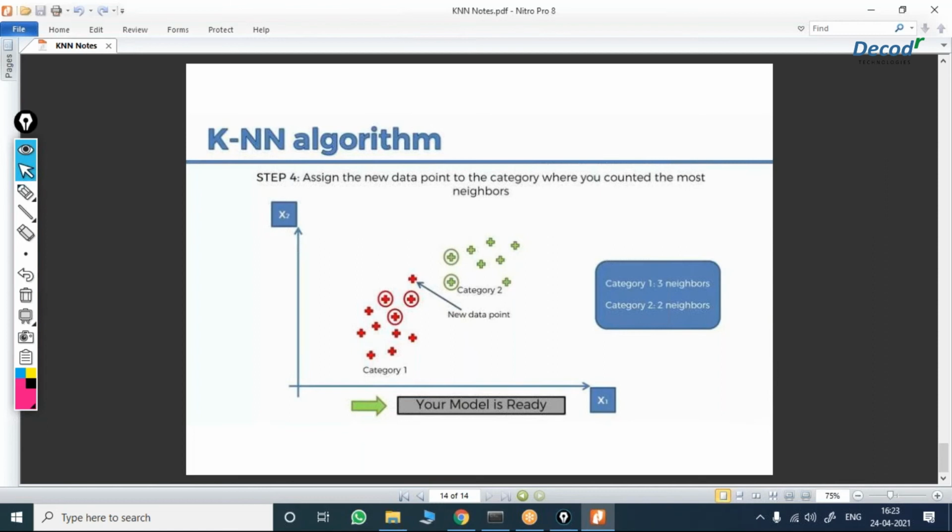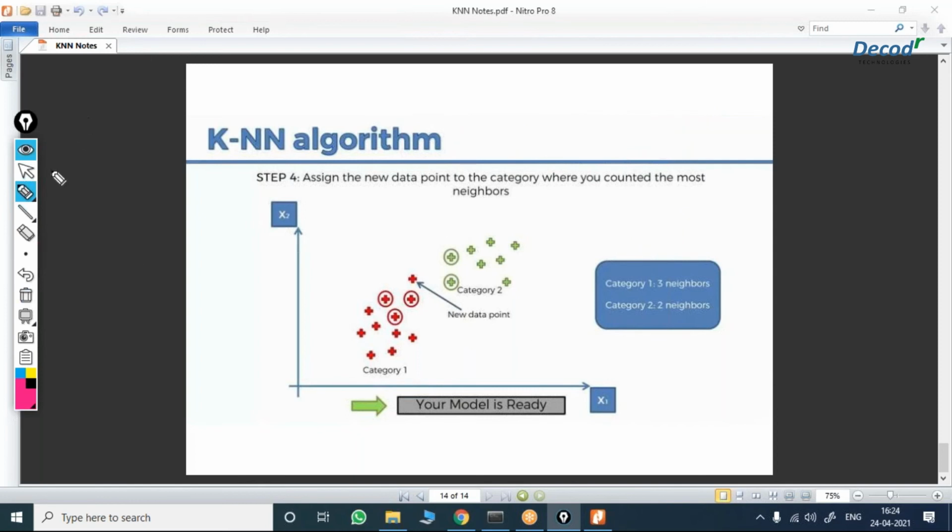KNN algorithm is used for classification purpose and also for regression purpose. KNN regression is also available, the KNN regressor. We can use the same algorithm for both cases. Here we are going to count. K is equal to 5 means it is identifying the 5 nearest. Up to this, everything is the same.